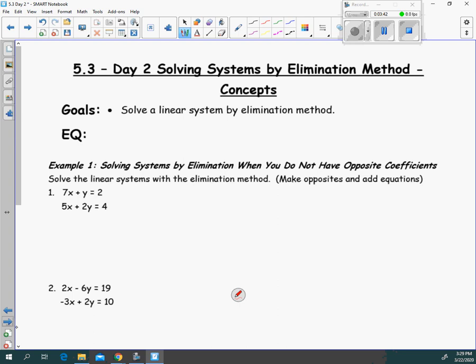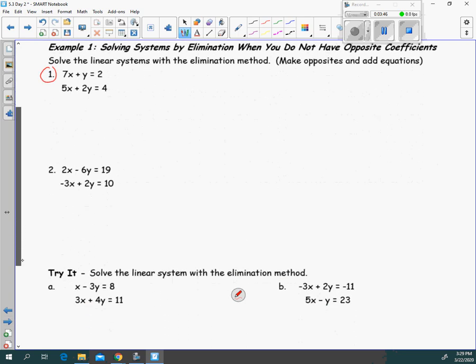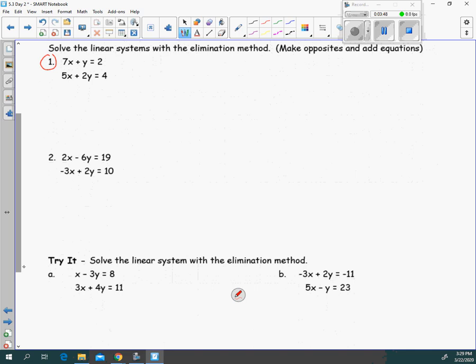So let's just jump down to example 1 here. The question's pretty straightforward. It says, solve this linear system with elimination, okay? And always the thing that you want to keep in mind is make opposites. Here's what opposites would be. 5x and negative 5x. Those make 0x. Or 2y and negative 2y. Those would make 0y. Sweet.